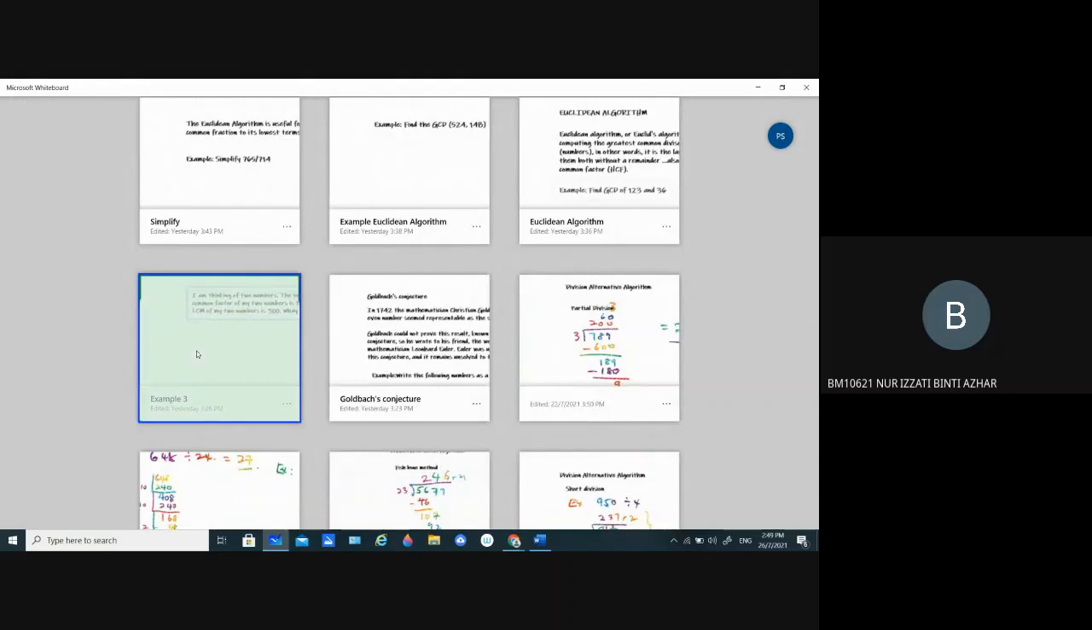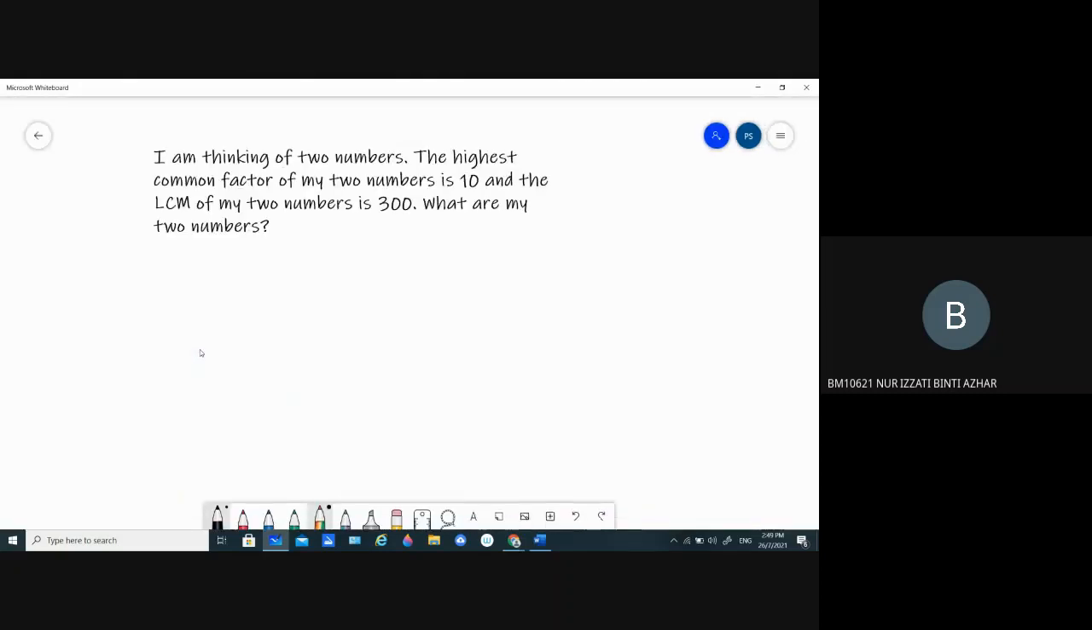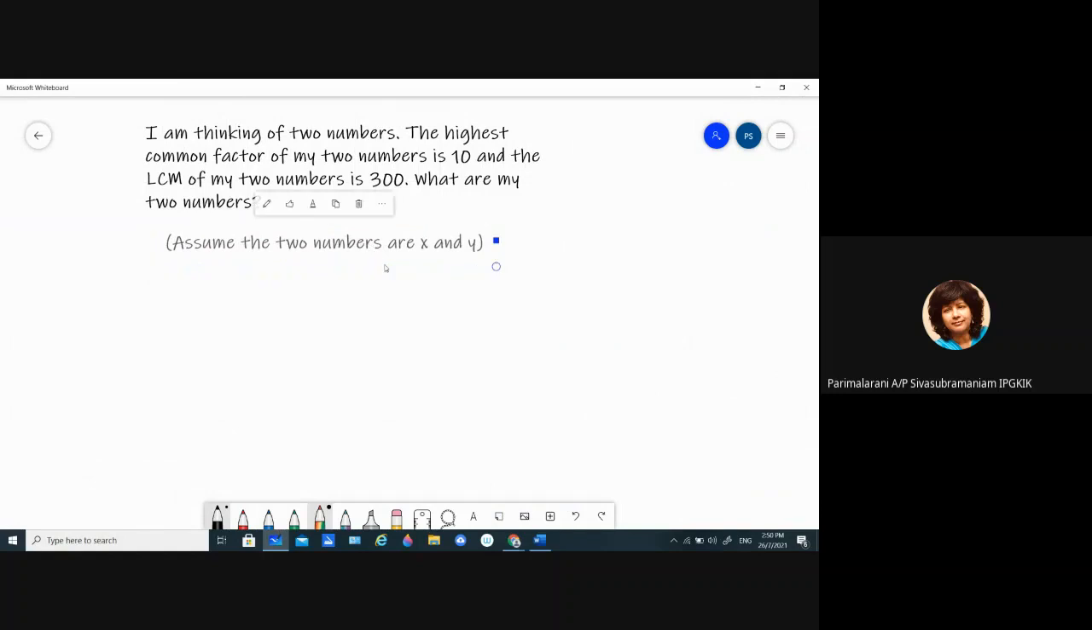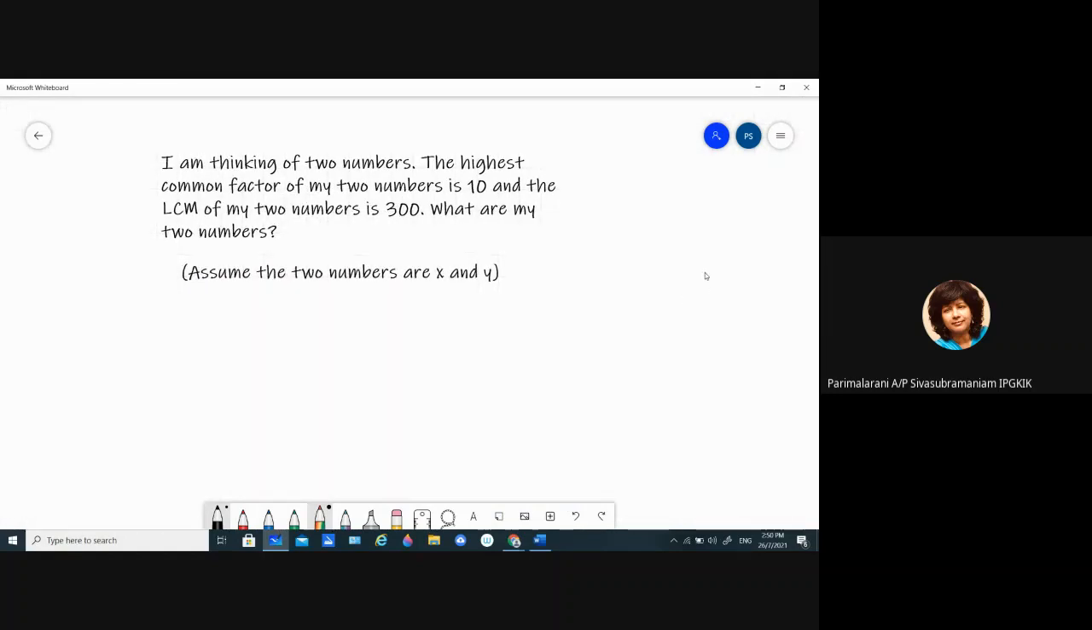Okay, so let's try one question first before we move on. This is a problem solving question for this topic. So I'm thinking of two numbers. The highest common factor of my two numbers is 10 and the LCM of my two numbers is 300. What are my two numbers? So let's assume that the two numbers are x and y. So it's given here that HCF of x, y is 10 and LCM of x, y is 300, okay?